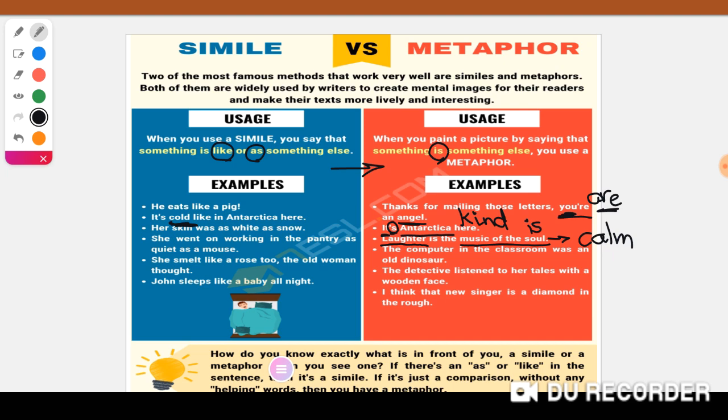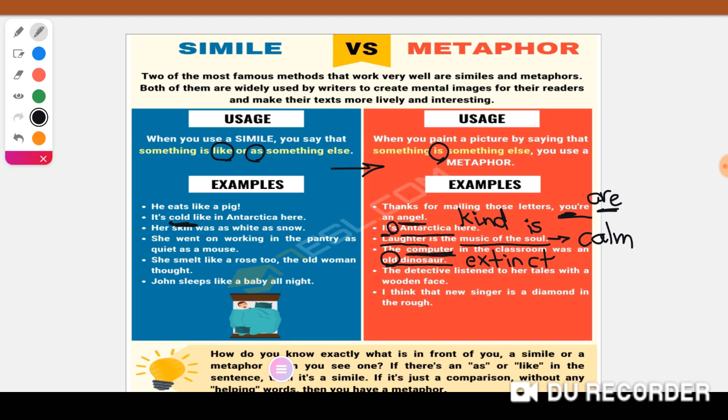The computer in the classroom was an old dinosaur. Here, the computer and the old dinosaur are the two things I'm comparing. Why do you think I used old dinosaur to describe computers? And I also said old. Maybe the computer in the classroom is no longer used. It's a very old computer. Maybe they don't even exist anymore. Maybe the big screens and the big parts of the computer, big keyboard and old keyboard, so maybe this type of computer in the classroom is extinct, like dinosaurs.